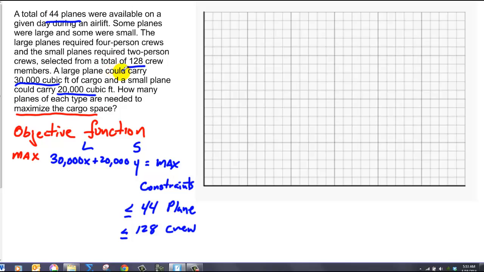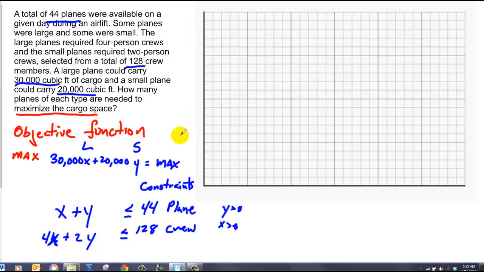Now, it states with the crew that large planes get 4-person crews and small planes 2-person crews. So I can say 4X plus 2Y is less than or equal to 128. And then the total number of planes, well, that's large planes X and small planes Y.